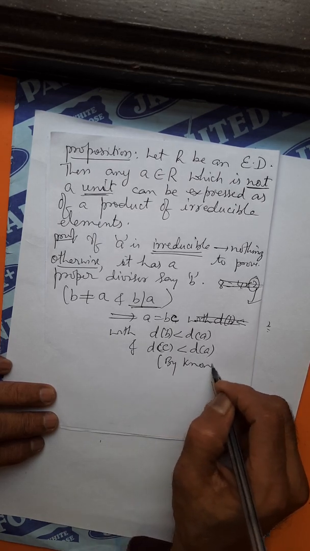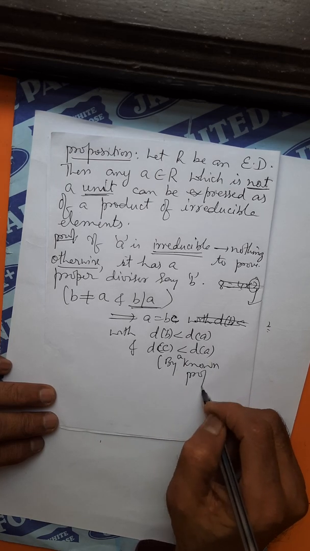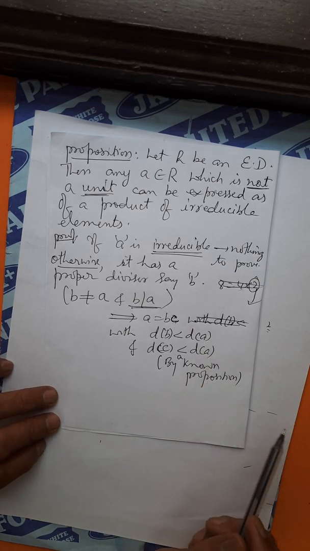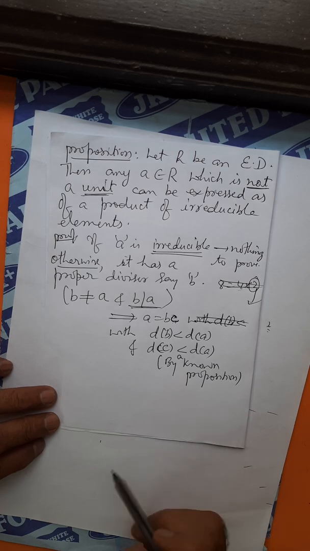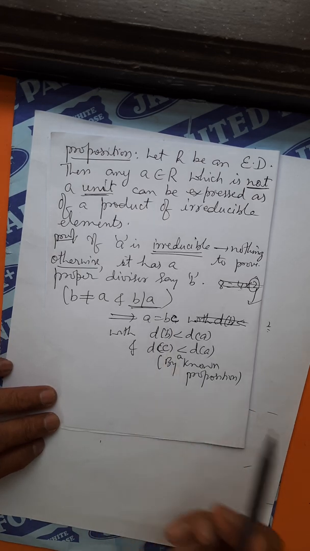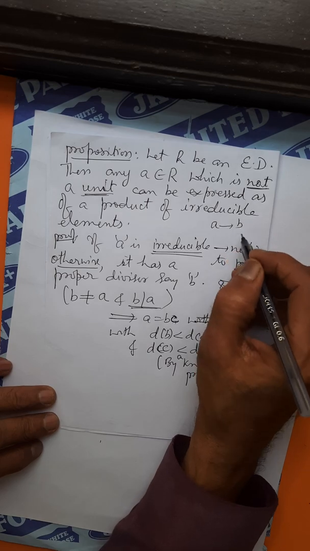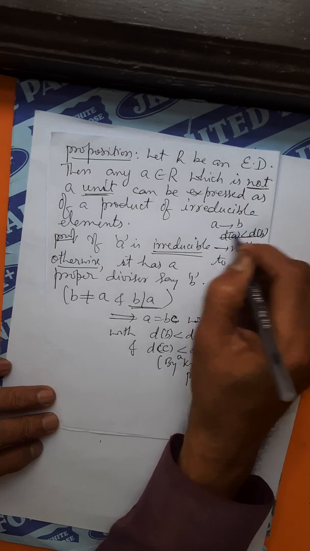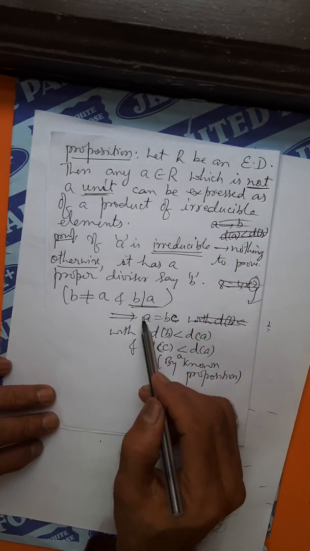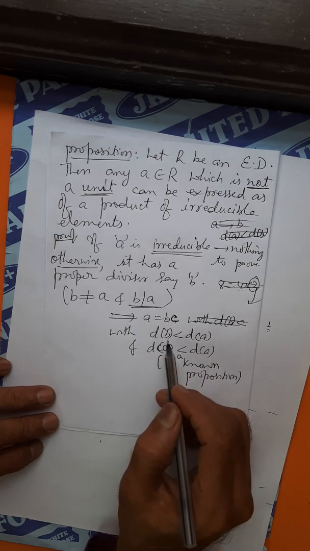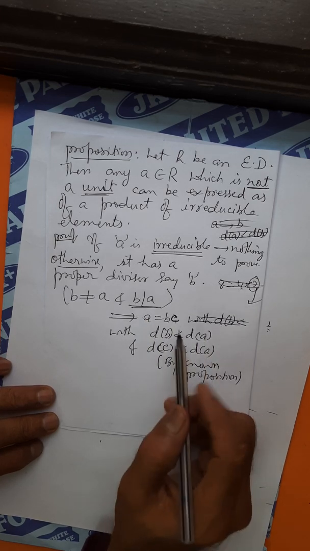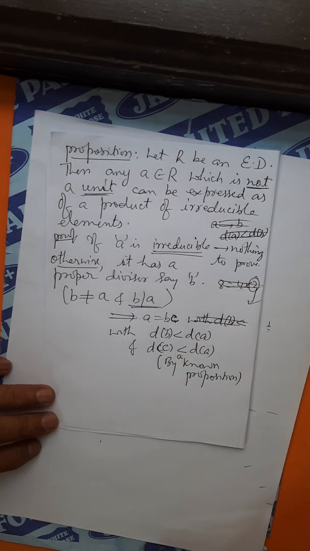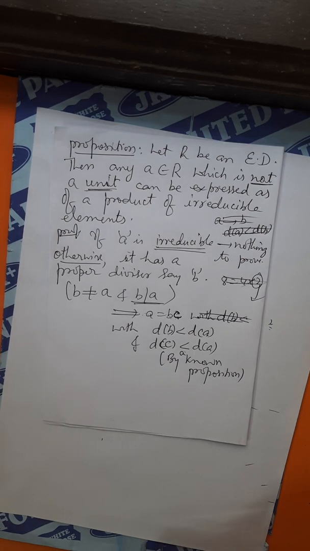In the exam, you write "by a known proposition". Known proposition. This is exactly the previous proposition. If A is a proper divisor of B, then D value of A is strictly less than D value of B. While using this here, B is a proper divisor of A, so D value of B less than D value of A. C is a proper divisor of A, so D value of C is less than D value of A. Okay. D value of A.